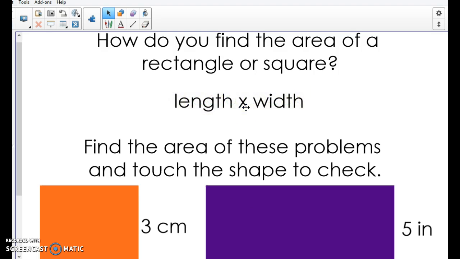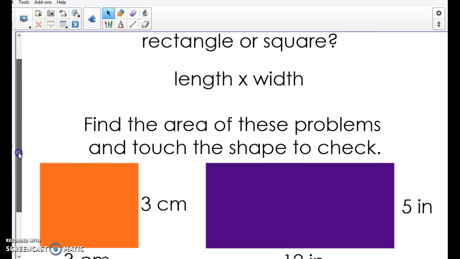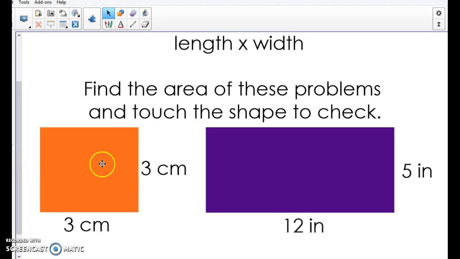that's just length times width. So if I was looking to find the area of these two squares, it would be 3 centimeters and 3 centimeters, which is 9 centimeters. And 12 inches and 5 inches, which is 60 inches squared.